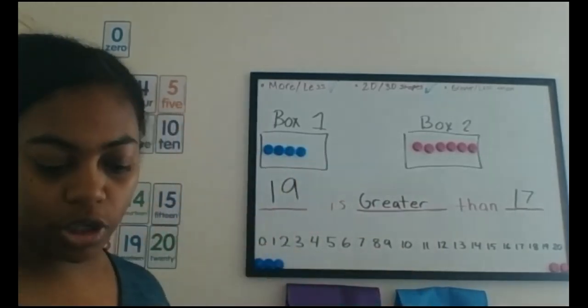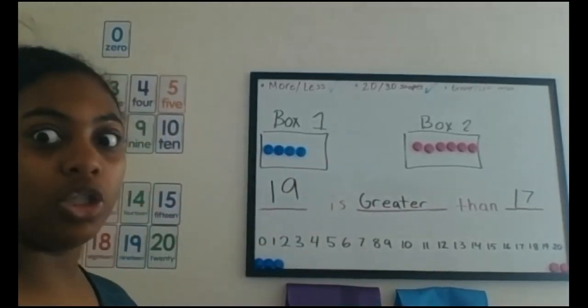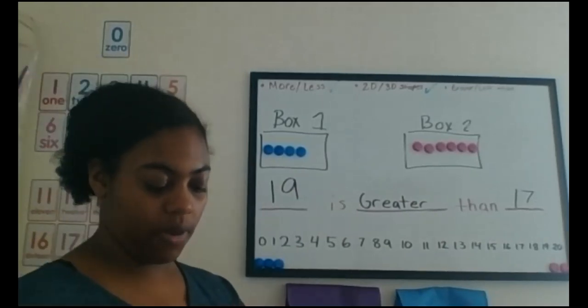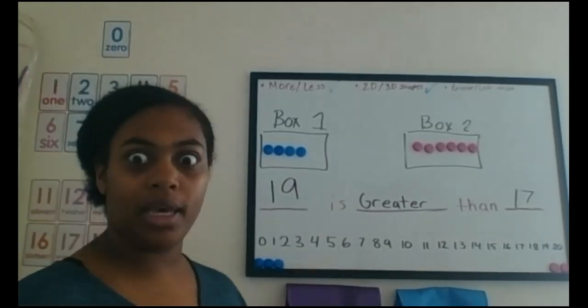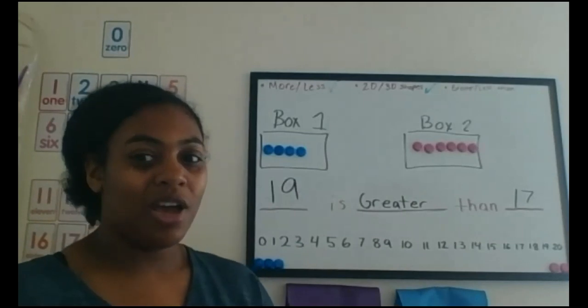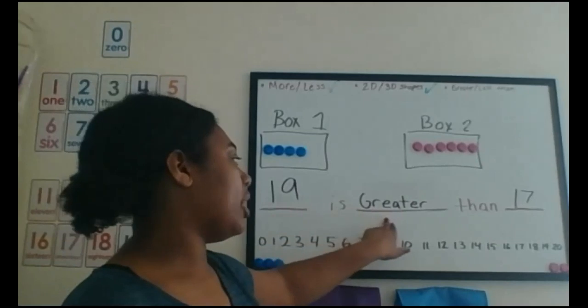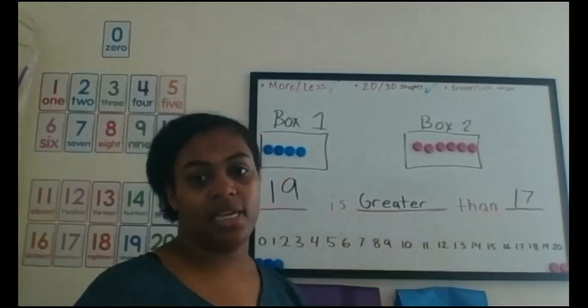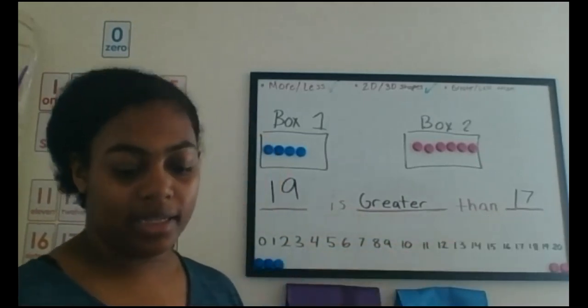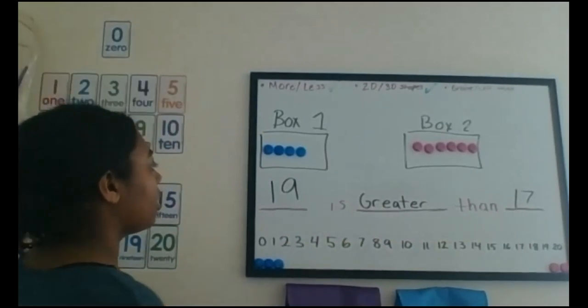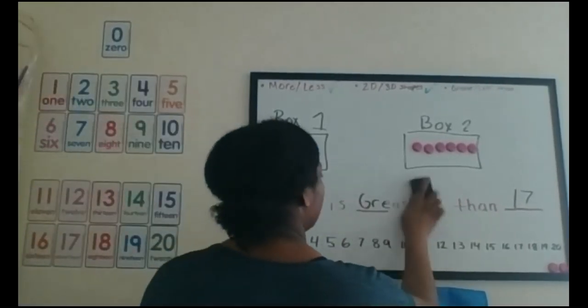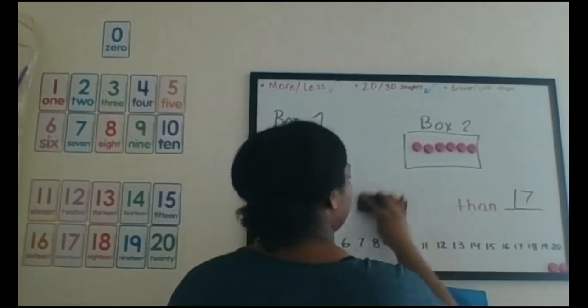greater than. Make sure you know what these words look like so you can choose them on MobyMax yourself. The more independent you get, the closer and closer you're ready for first grade. 19 is greater than 17. Excellent. We're going to do one more problem.